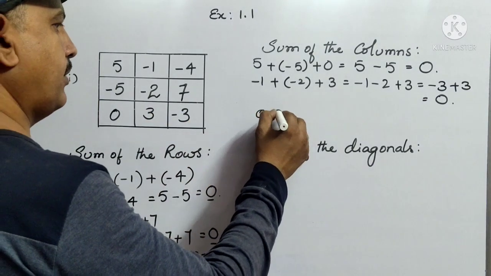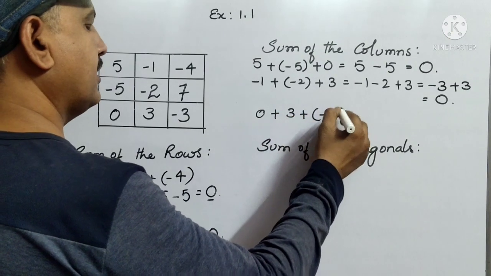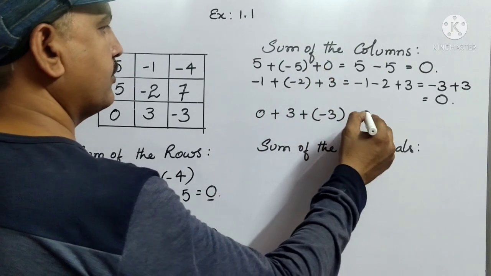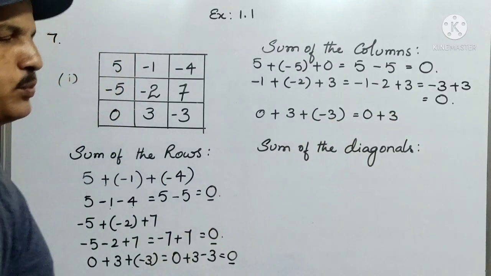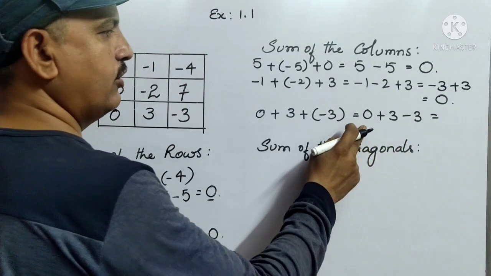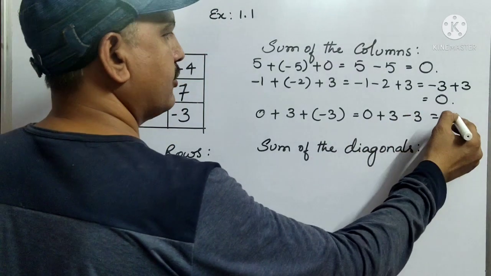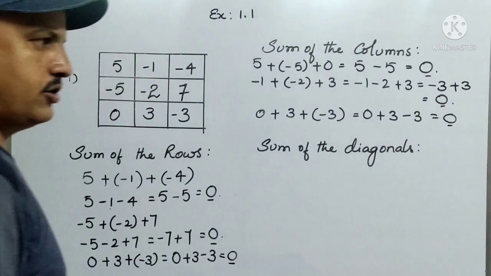0 plus 3 plus of minus 3 equals 0 plus 3 plus into minus 3. Now 0 has no value. 3 minus 3 is 0. So even in the columns we got 0.